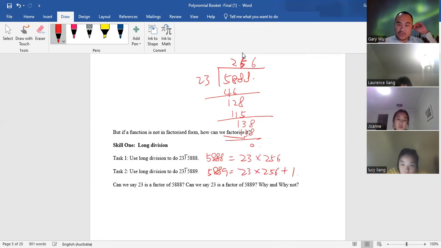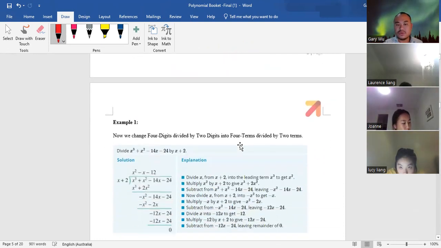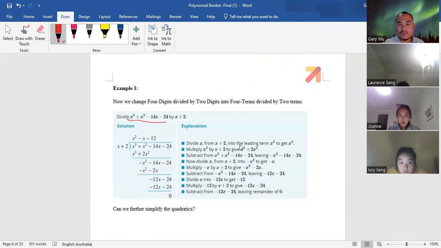Can we say 23 is therefore a factor of 5,888? Yes, because factor means, for example, what are the factors of 10? 2 times 5 equals 10, so 2 and 5 are factors of 10. And 1 times 10 equals 10, so 1 and 10 are also factors of 10. But 23 would not be a factor if you had a remainder. Now we can borrow the idea from long division of 4-digit by 2-digit, and do a 4-term polynomial divided by a 2-term polynomial. It would be the same thing.